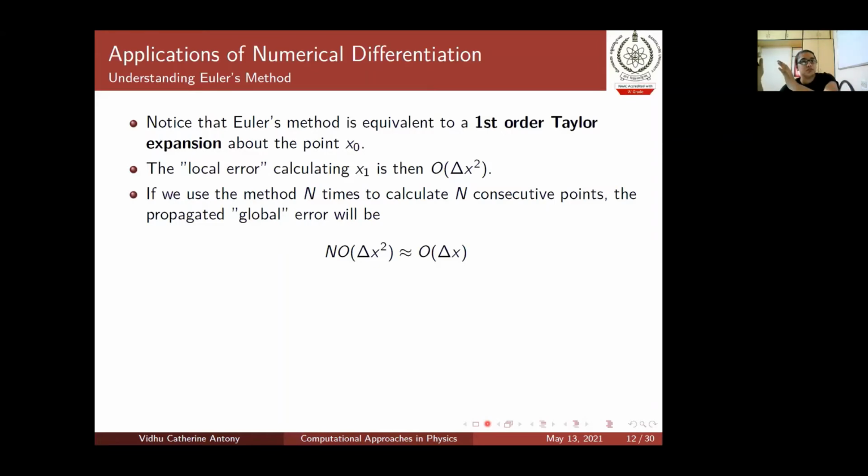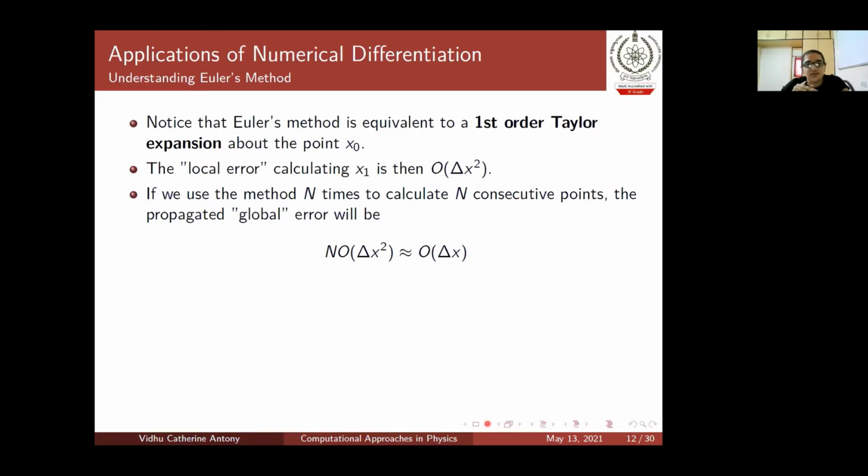Because if you look at the third expansion, the Taylor's expansion, you will have an (x minus a) whole squared, and then you have an f double prime, right? So you're going to have the local error that's associated with calculating, say, a point x1 as delta x squared, because we're trying to do an approximation. It's not the exact value of the function. We're approximating it by extrapolating the slope. Okay, that's what we're doing here.